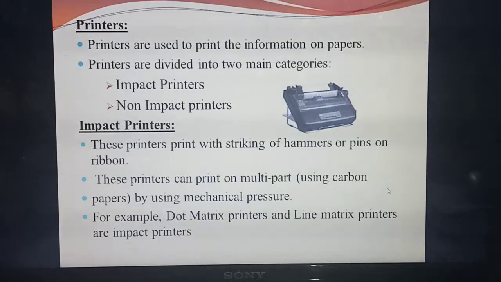Understood? What is present inside impact printers? Hammers or pins connected to a ribbon. When you switch on the printer for a printout, mechanical pressure comes into contact, and the hammers or pins strike. When they strike, a dot appears on the paper. You need to write these 2 points. The examples of impact printers are dot matrix printers and line matrix printers.